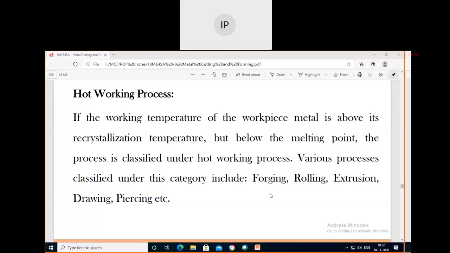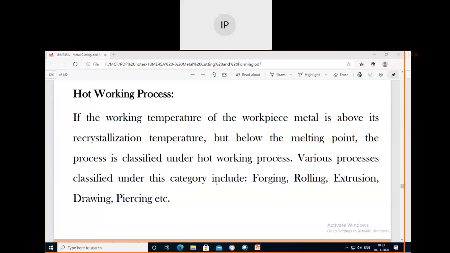What processes are involved in this? That is forging, rolling, extrusion, drawing and piercing. This material should be heated above its recrystallization temperature, but should not go above the melting point.